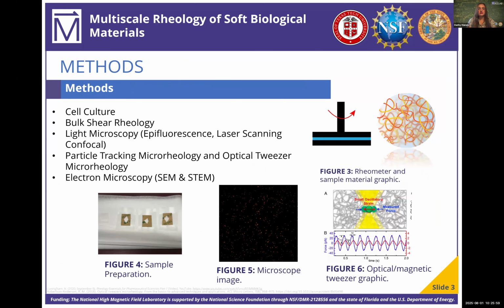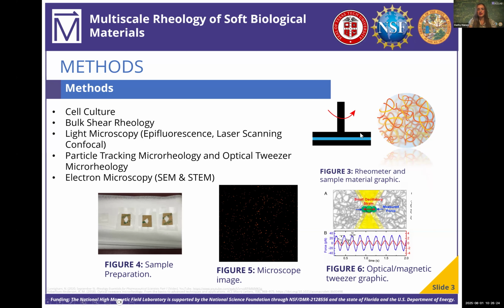So some of the methods we used, and I actually got trained on all these methods, which I haven't experienced before, which is super cool. So I got to learn how to do cell culturing, bulk shear rheology, different kinds of microscopy, particle tracking microrheology, which you can analyze using Python and MATLAB and Excel and Origin. So that was great practice as well. And then optical tweezer microrheology as discussed. And then I also got to learn how to use a scanning electron microscope, which is super cool.